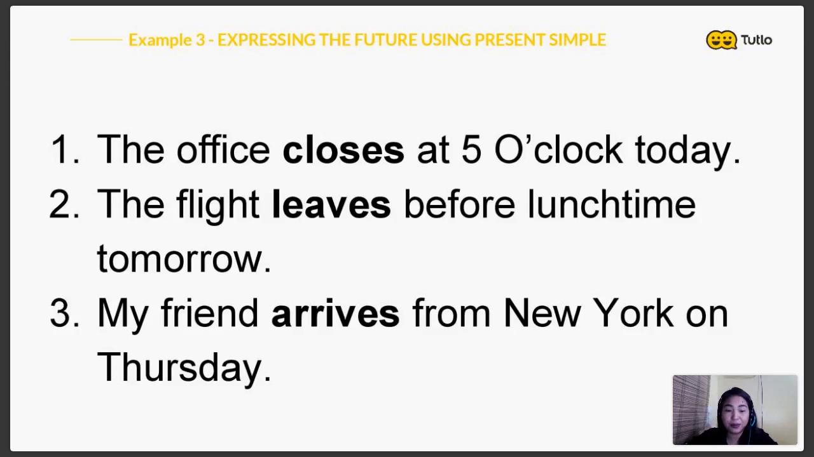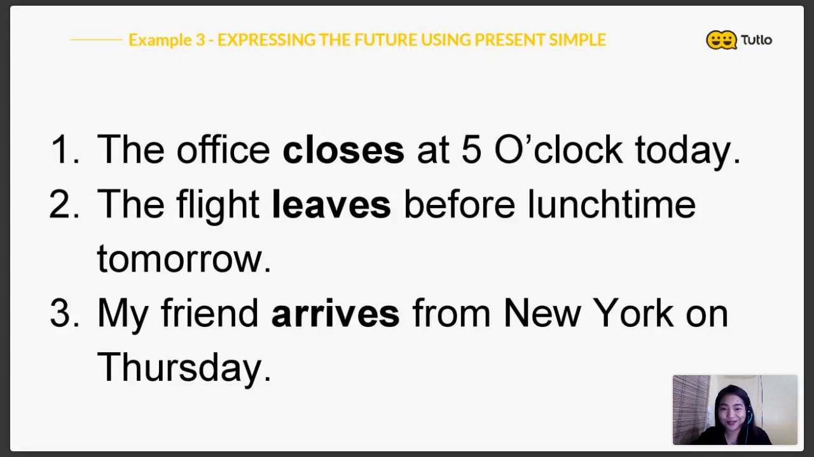In these examples, we use the present simple tense because all these events have been prearranged, okay, in relation to time. So they are based on the present facts that are fixed, like a timetable or like a schedule. The office closes at 5 o'clock today. That is the schedule. My flight leaves before lunchtime tomorrow. That is the flight's schedule. So my friend arrives from New York on Thursday. That is also what we call a schedule.